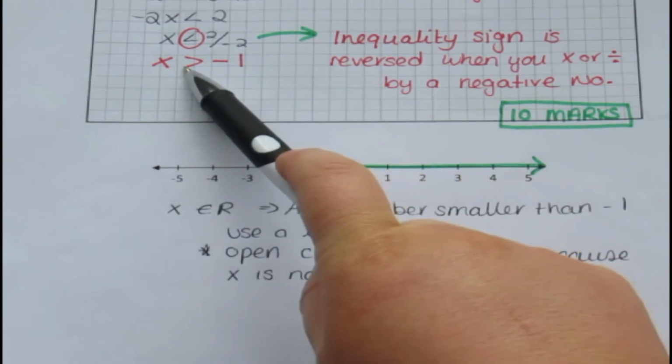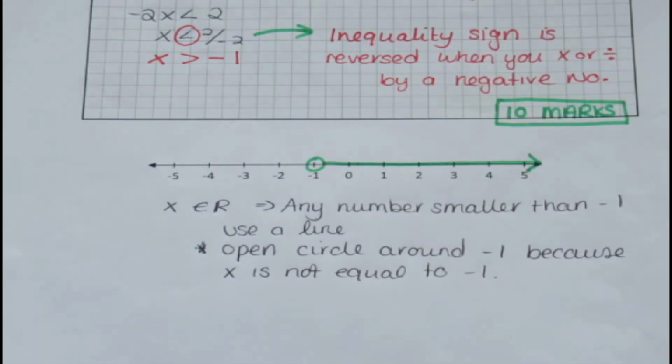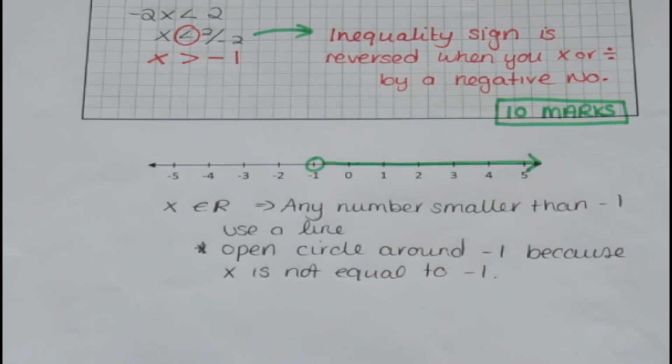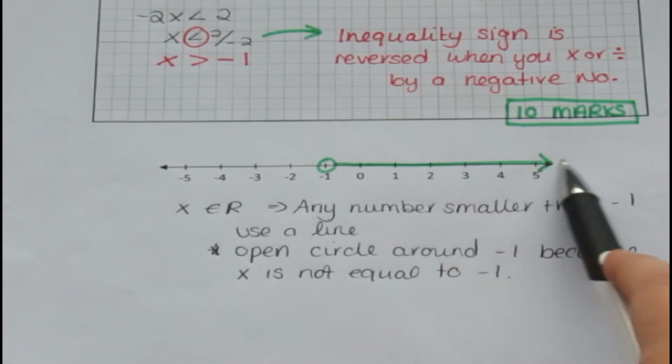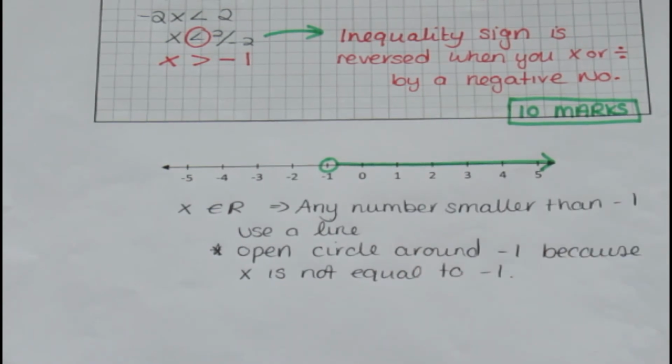Because I know it's not equal to minus 1, it's just bigger than it. X could be any number that's bigger than minus 1. So what we do is we put a big circle around the number it starts at, and we literally draw a thick line from the edge of that circle all the way up until the end of our number line. The green line is basically covering every single number bigger than minus 1. This green line is telling us that x could be any single number in the whole wide world as long as it's bigger than minus 1.